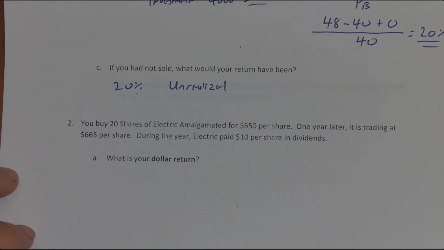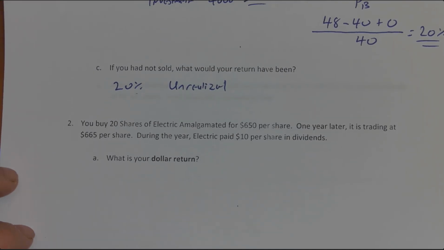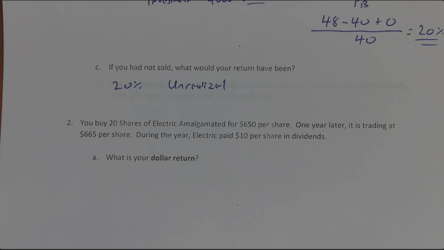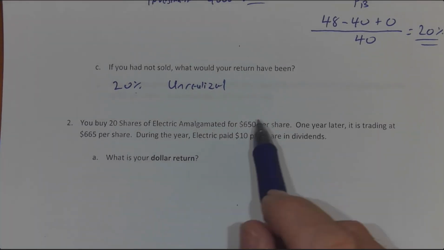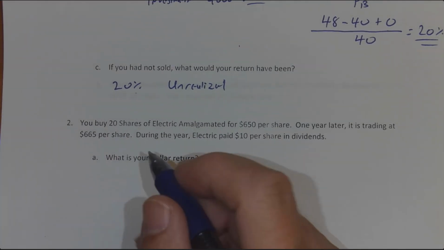And this one says, you buy 20 shares of Electric Amalgamated for $6.50 per share. One year later, it's trading at $6.65. During the year, it paid $10 per share in dividends. So what was your dollar return? Well, if I'm calculating my dollar return, I actually have to multiply things out. Actually, I could take the difference in the share price first and then multiply by 20. But anyway, I'll do it both ways.